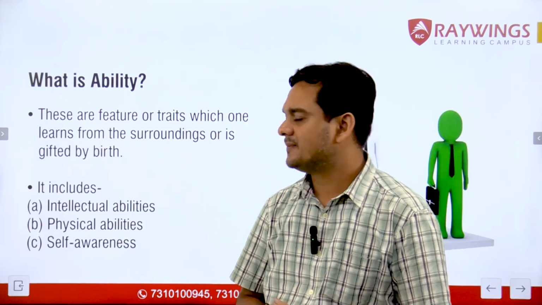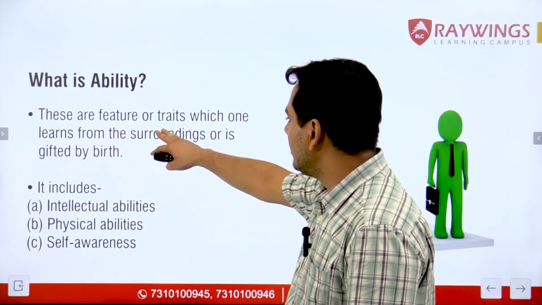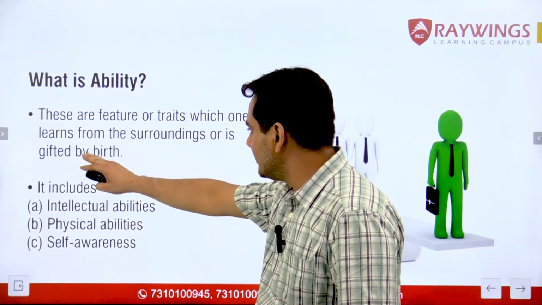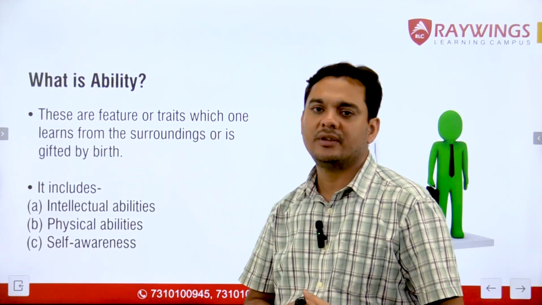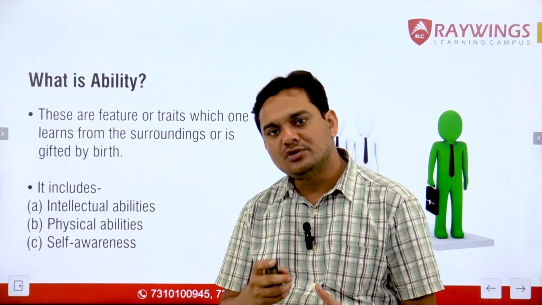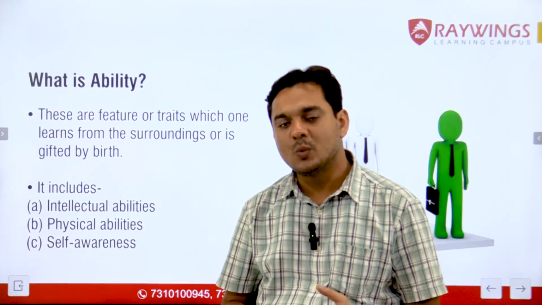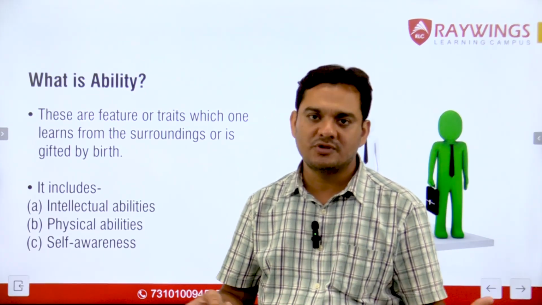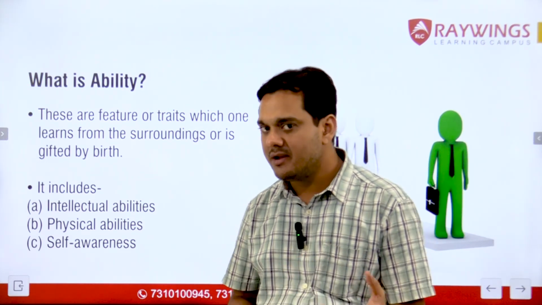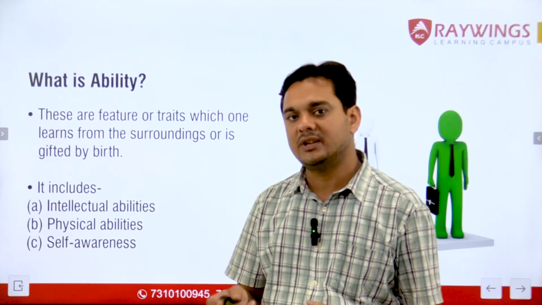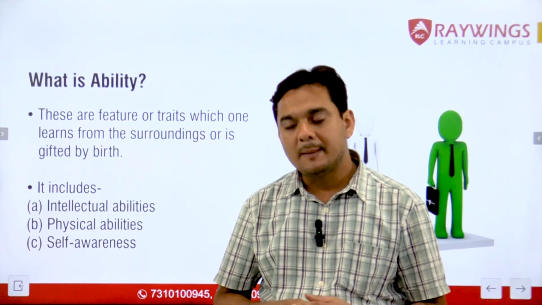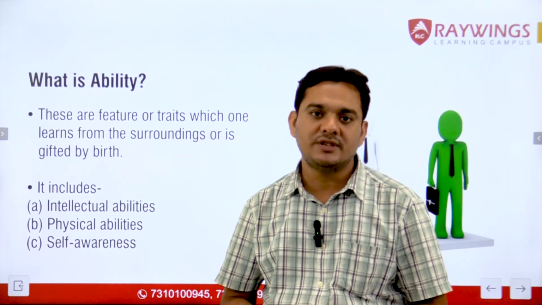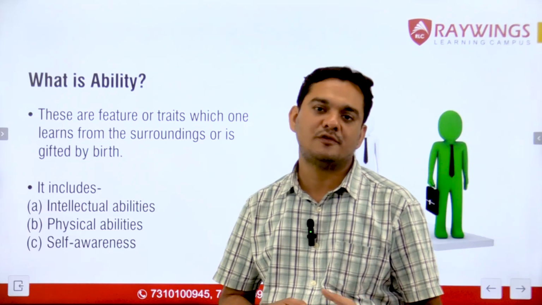Let's see the definition. These are features or traits which one learns from the surroundings or is gifted by birth. So these features or characteristics we learn from our surroundings, our society, our parents, the family, friends, relatives, or the place where we work. But some people are fortunate enough to have them as a gift right from their birth.